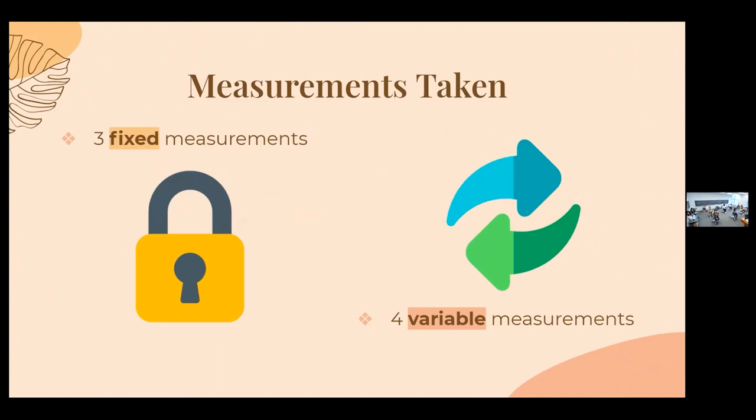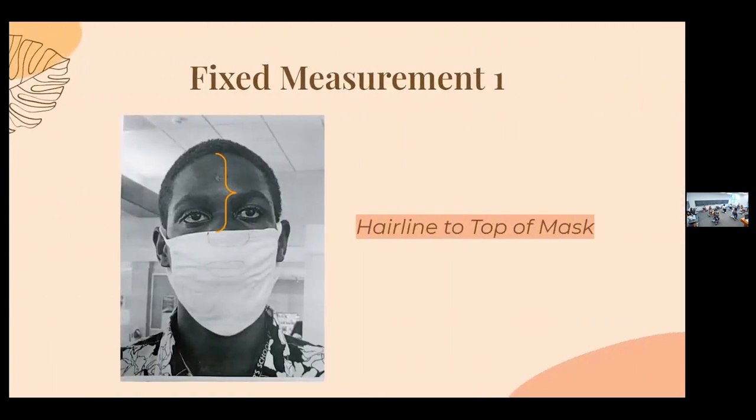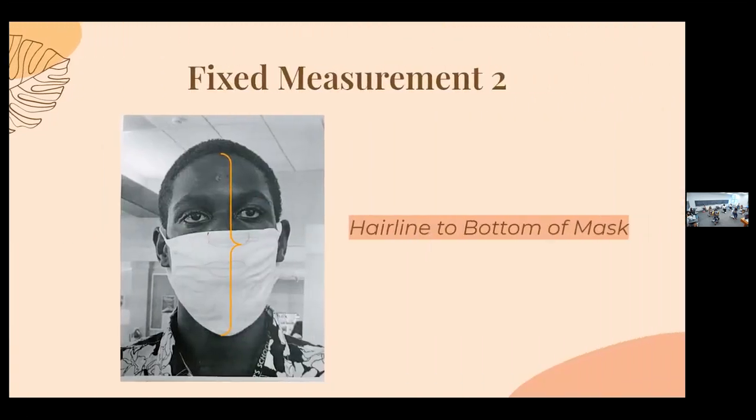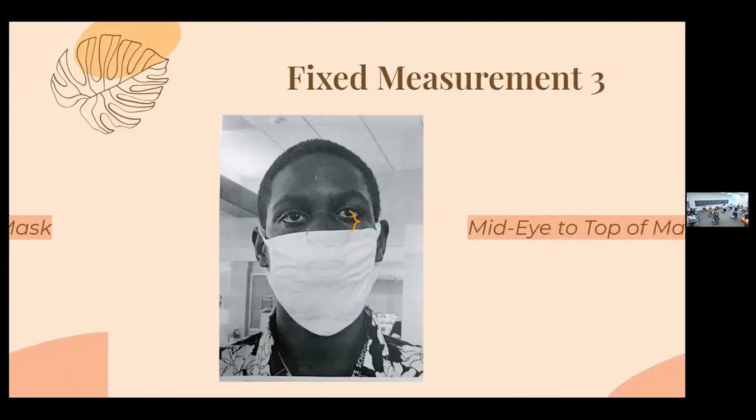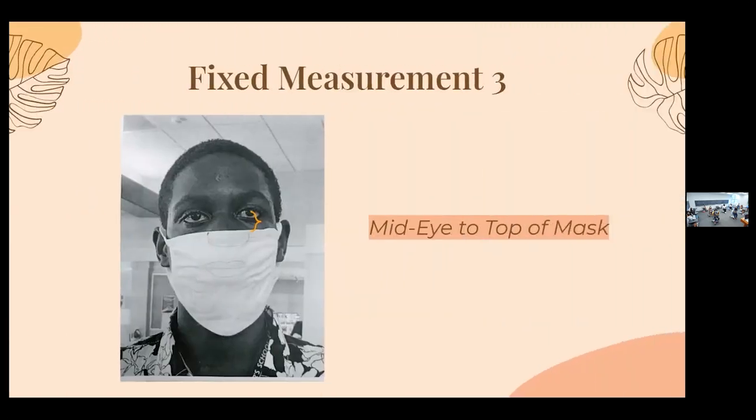After our lecture, we took some data and we made some measurements. We did 3 fixed measurements and 4 variable measurements. Our first measurement is the hairline to the top of the mask. The second one is the hairline to the bottom of the mask. So the first one was hairline to the top of the mask, sorry. And the last one is mid-eye to the top of the mask.